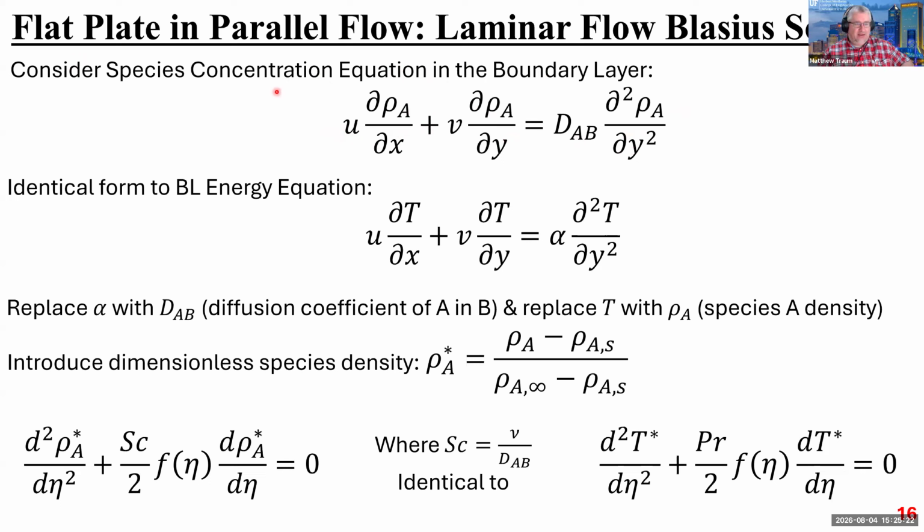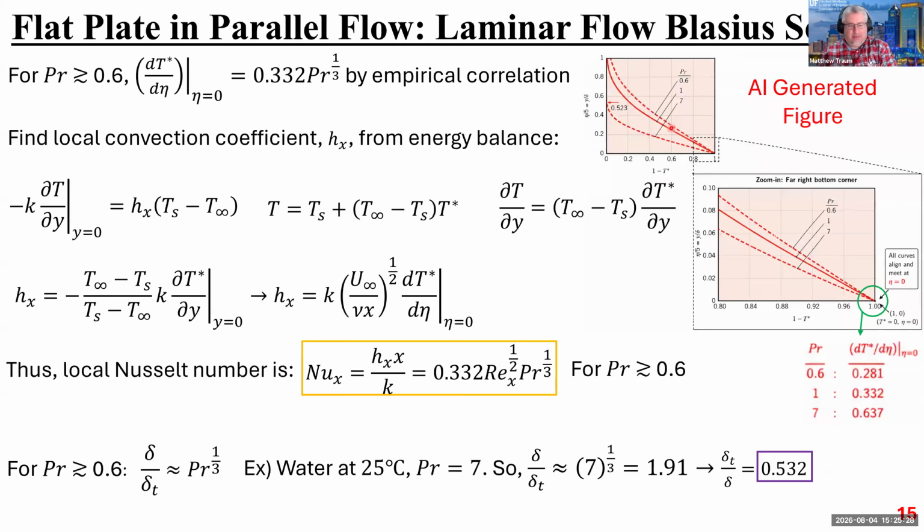It turns out that the species concentration conservation equation in the boundary layer has exactly the same form as the boundary layer energy equation. These are one-to-one analogous to each other. The only thing that I've changed is that instead of temperature, I've got the density of species A, and instead of the thermal diffusivity, I've got the diffusion coefficient. But the form of the equation itself is exactly the same: derivative with respect to x plus derivative with respect to y equals second derivative with respect to y.